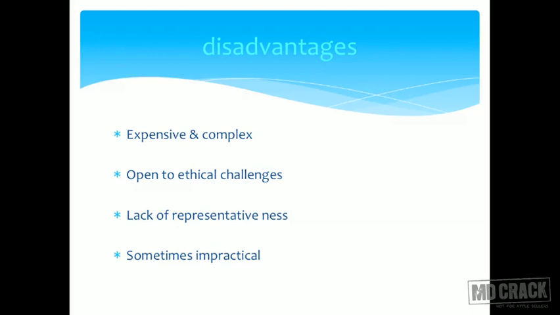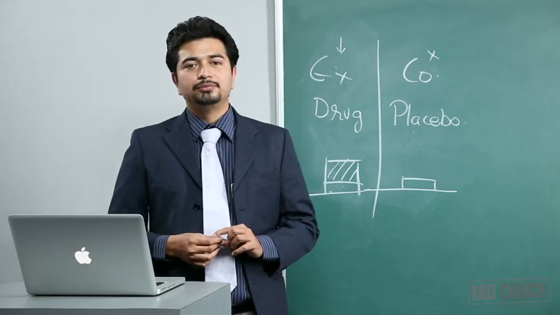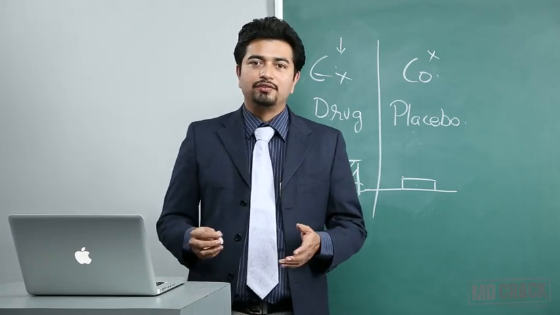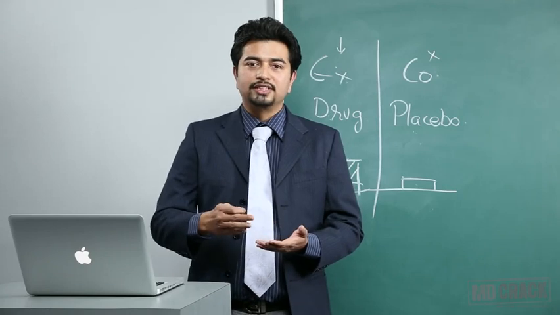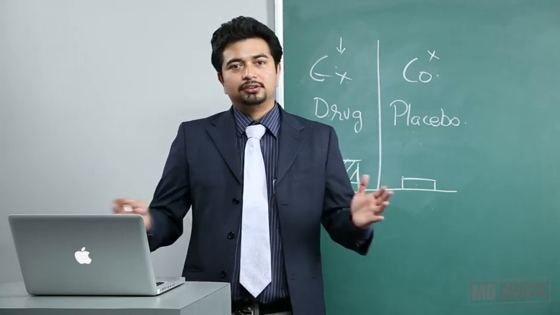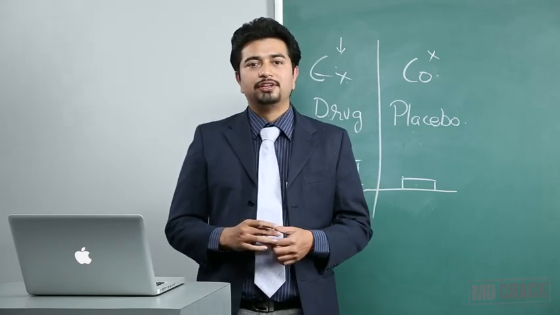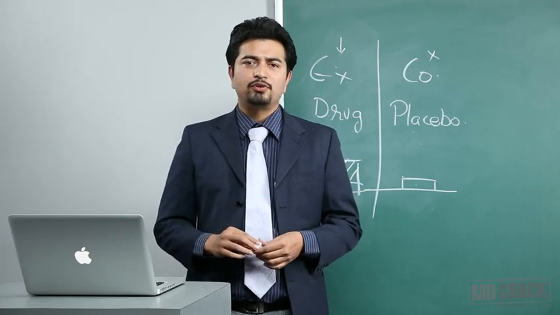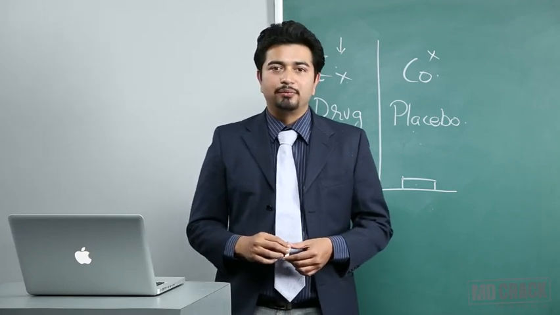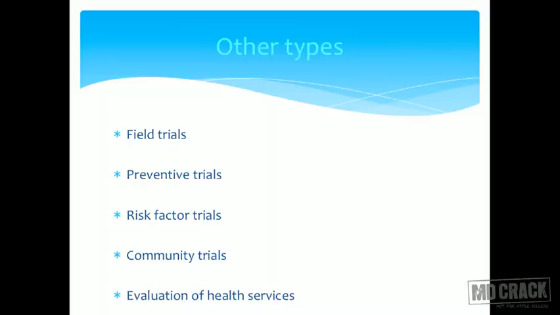Sometimes RCTs are impractical. You know that there can be numerous reasons for this. Natural history of disease is too long. The drug works at specific stages of the disease. It takes too long for any meaningful differences to come out. These are some of the common reasons why RCTs can be impractical. Some other types of studies that can be done are field trials, preventive trials, risk factor trials, community trials, and evaluation of health services. These are some of the other applications for which this study design can be used.